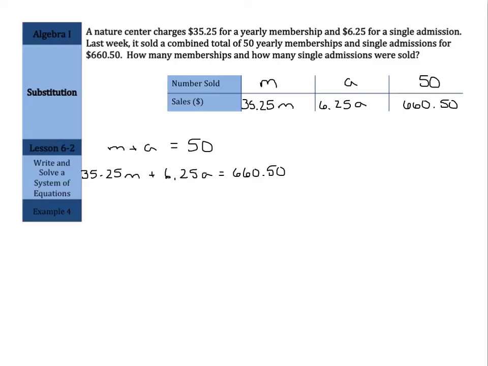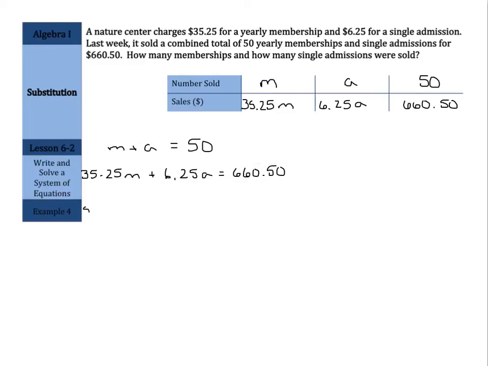Again, just to look at the table, M plus A, yearly plus single admissions, equaled a combined total of 50. That's where the top row comes in. The bottom row represents our total sales. Well, $35.25 per yearly membership plus $6.25 per single admission was a total last week of $660.50. Now, once we have that, we can solve this system.